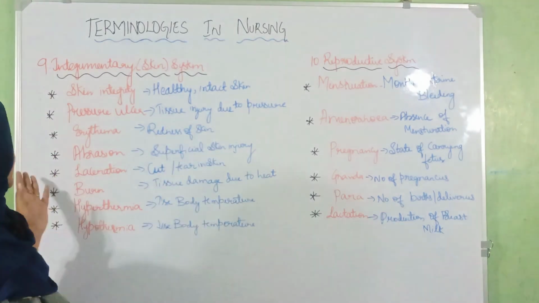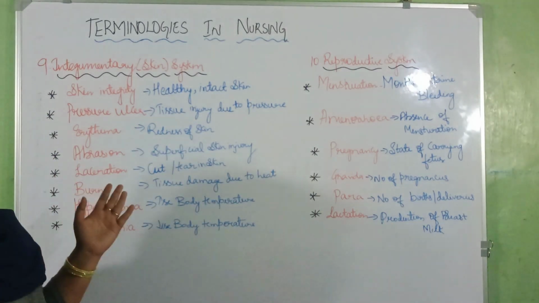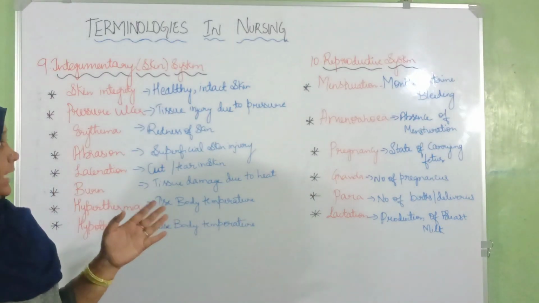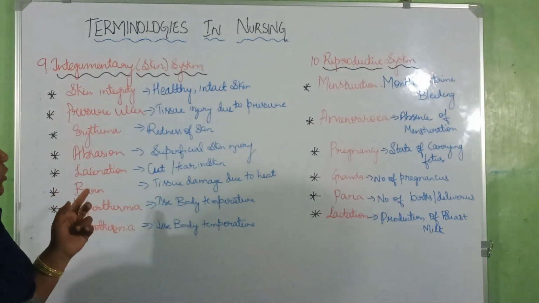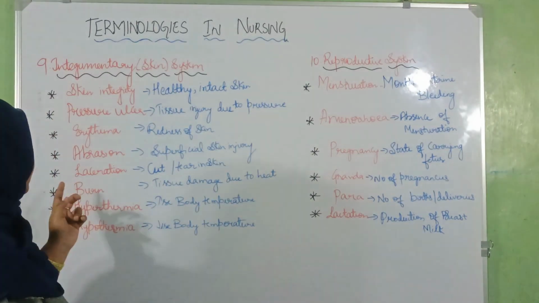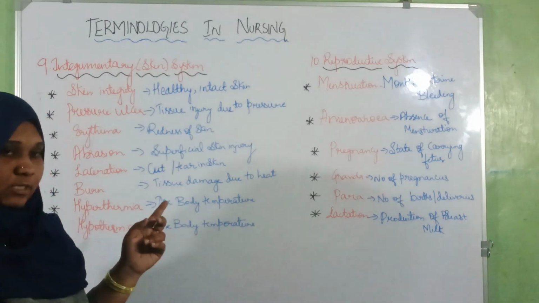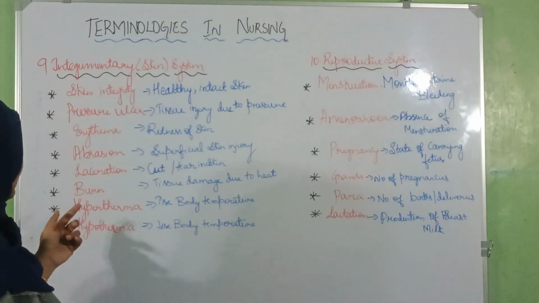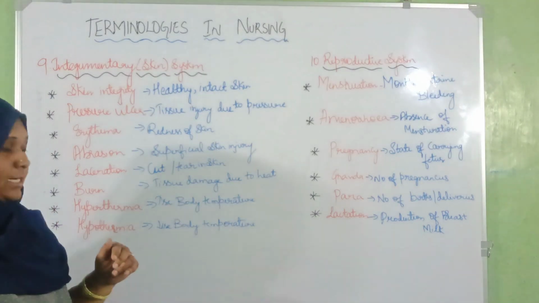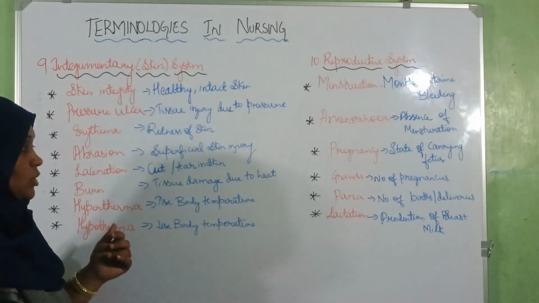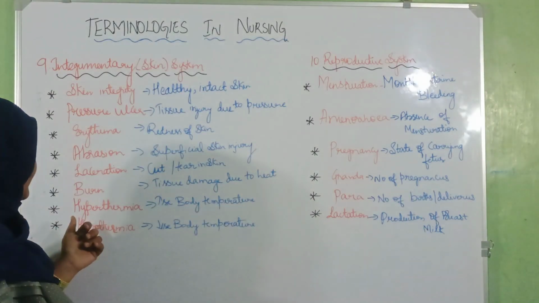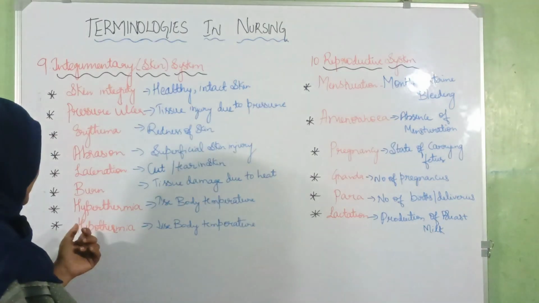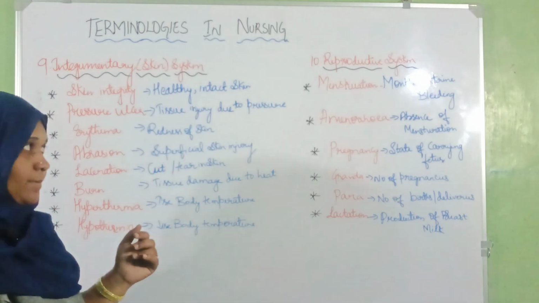So next system is the integumentary system, or the skin. In this, skin integrity, that is healthy intact skin. Pressure ulcer, nothing but tissue injury due to pressure. Erythema, that is redness of skin. Abrasion, that is superficial skin injury. Laceration, that is a cut or tear in skin. Burn, that is tissue damage due to heat. Hyperthermia, it is nothing but increased body temperature. Hypothermia, that is decreased body temperature.